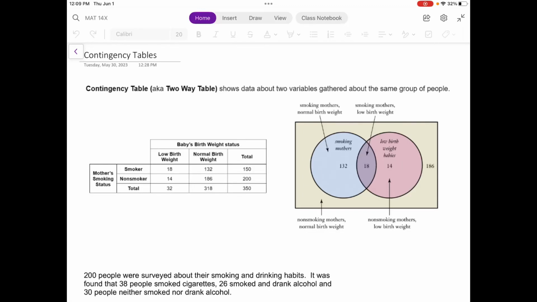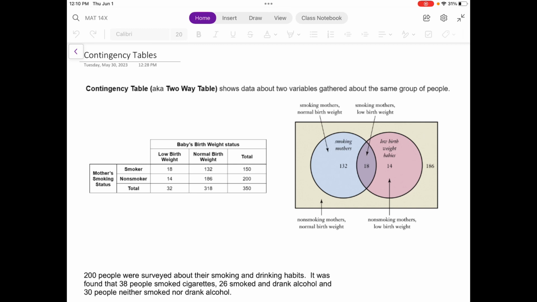This video is going to focus on contingency tables, which are also referred to as two-way tables. There's a connection between Venn diagrams and contingency tables. Well, the big thing: Venn diagrams tend to focus on one quantity or two quantities and their relationships together. Contingency tables are looking at multiple variables gathered about the same group of people.